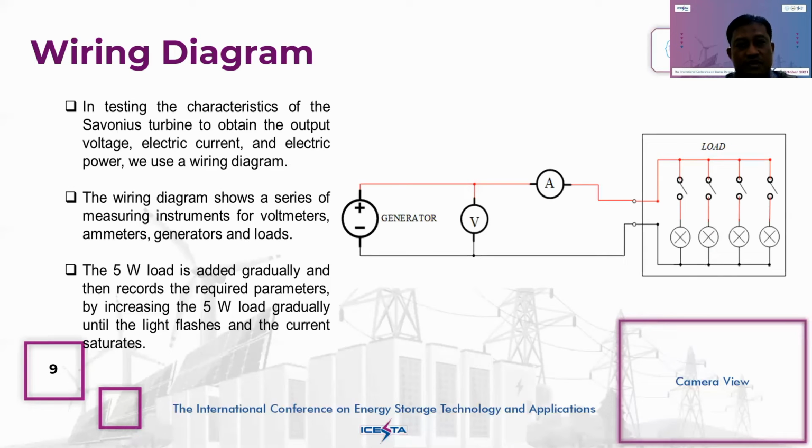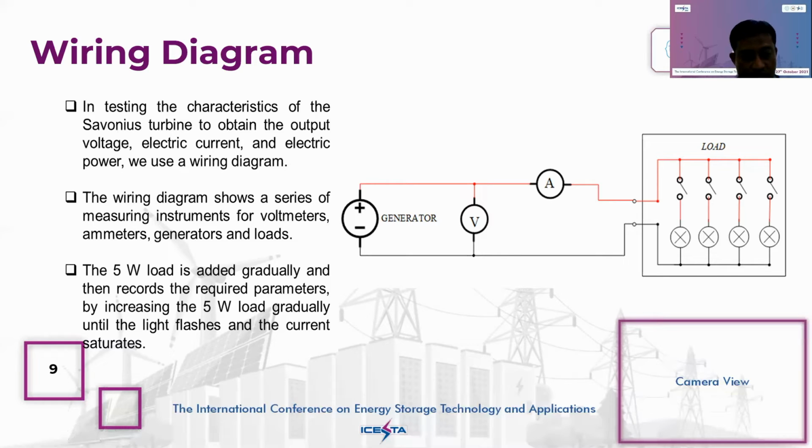This is the wiring diagram in my research on the Savonius turbine. The wiring diagram shows a series of measuring instruments: voltmeter, ampere meter, generator, and load. This is the generator, voltmeter, ampere meter, and this is the load for the Savonius rotor.